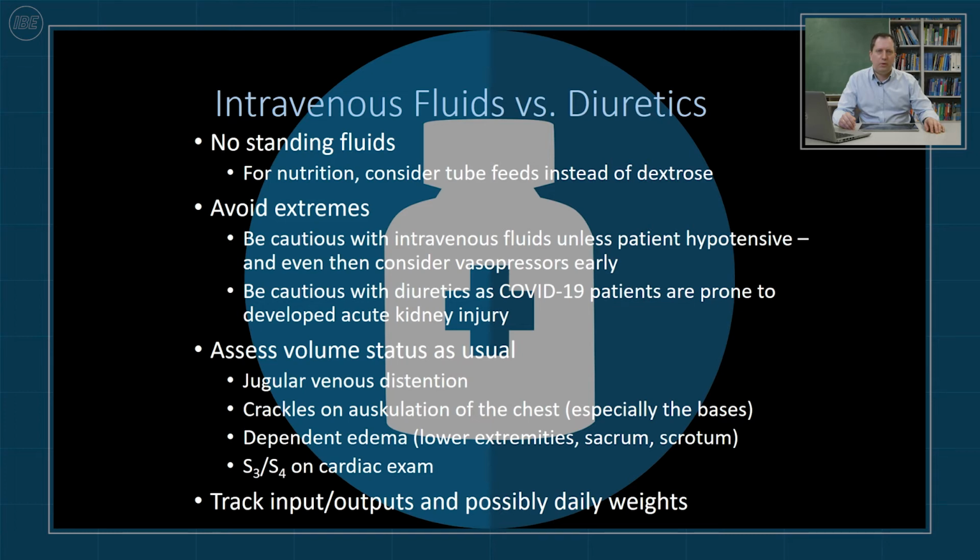Be cautious, on the other hand, with diuretics, as COVID-19 patients are prone to develop acute kidney injury from prerenal etiologies.